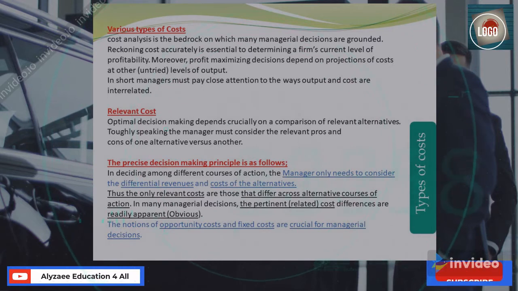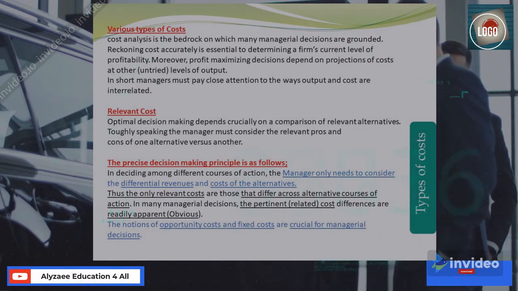Out of country jana hai, out of city jana hai, out of continent jana hai. Main agar McDonald's or KFC ki example do, depends on the projections of cost at other untried levels of output. In short, managers must pay close attention to the way output and cost are interrelated.